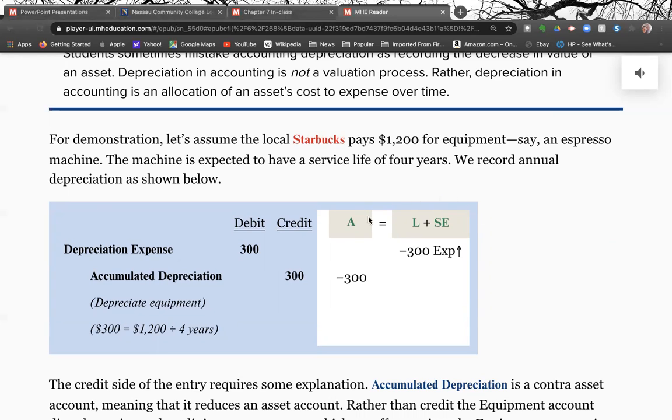And notice when you look at the accounting equation, the left side of the equation decreases $300. The asset decreases $300, right? The asset equipment is decreasing $300 through its accumulated depreciation contra account. And on the right-hand side of the equation, what's decreasing? Well, stockholders' equity is decreasing, right? Remember, stockholders' equity was made up of common stock and retained earnings. Retained earnings was made up of revenues, expenses, and dividends. And when you record an expense, it reduces stockholders' equity. So that's why you see the minus sign there.